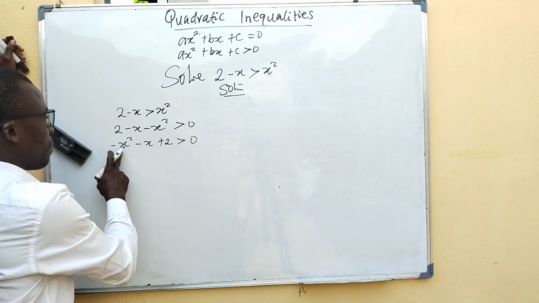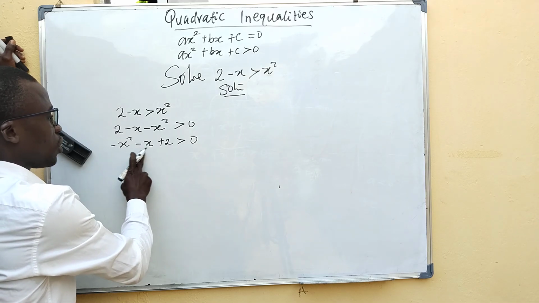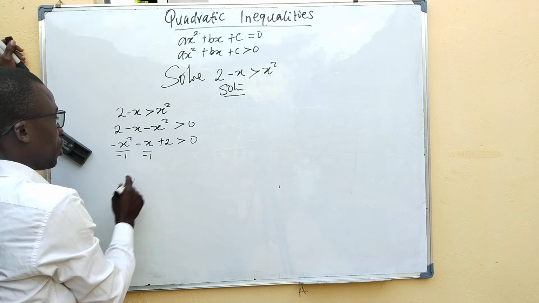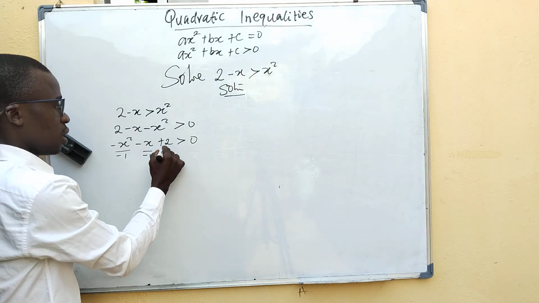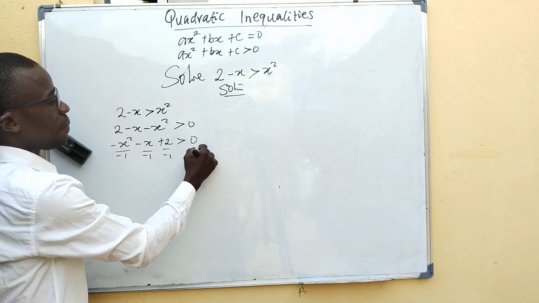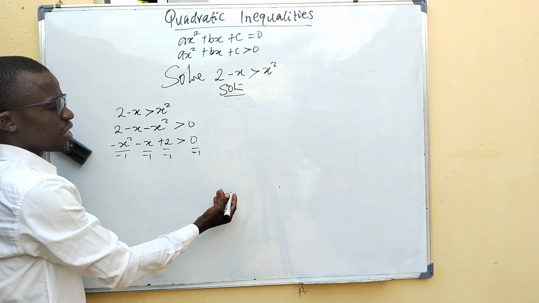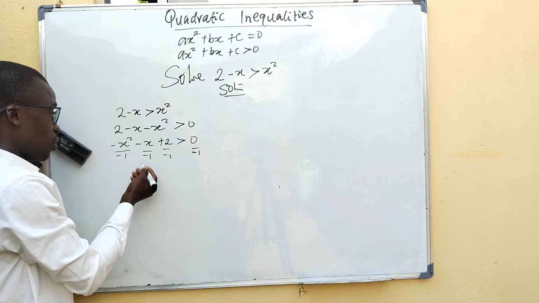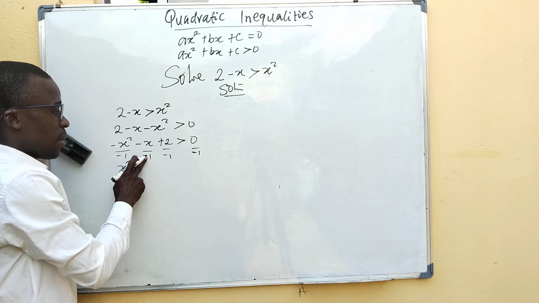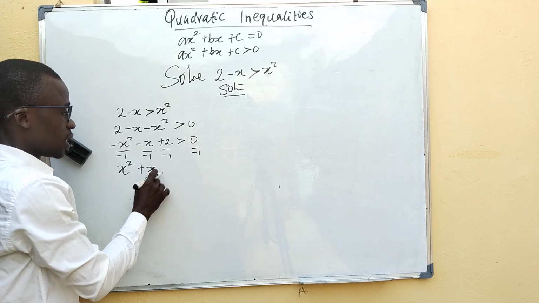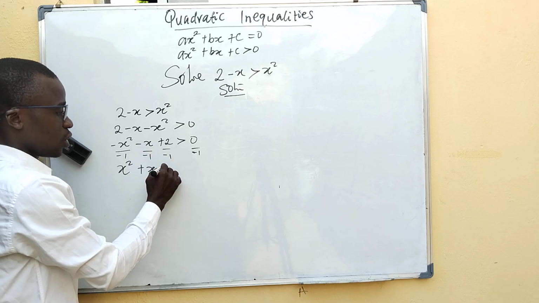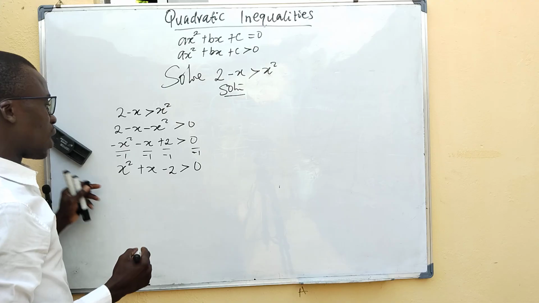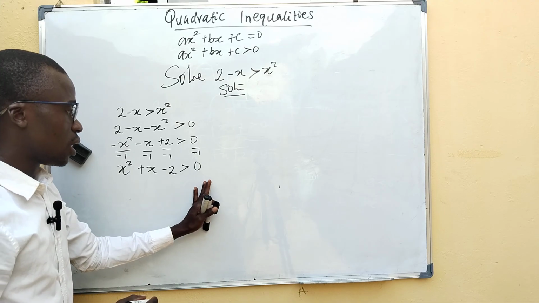So if you divide both sides by minus 1, or multiply both sides by minus 1, what will you do? Supposing I say over minus 1 here, because the coefficient of x squared is minus 1, then over minus 1 here, because it's both sides. Even if it will be 0, it's not your business. So minus minus will be what? Plus. So this becomes x squared. Minus minus is also plus, plus x. Minus plus is what? Minus 2 is greater than 0. So we have formed normal quadratic inequalities.